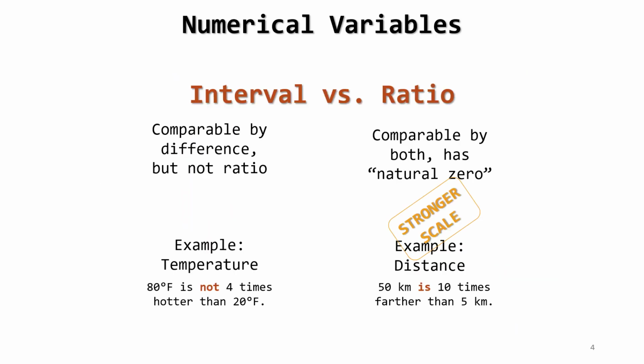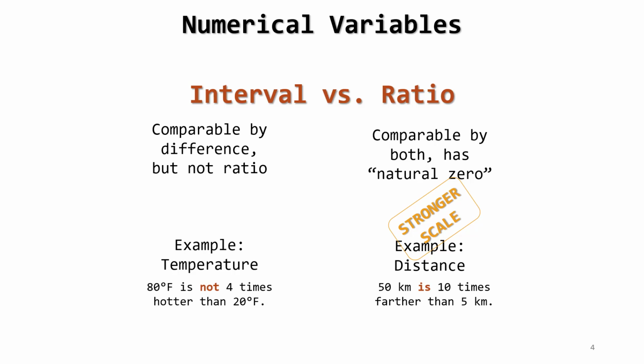An important distinction about numerical variables that is important to consider is whether the units of those variables are an interval measure or a ratio measure. An interval measure makes it so that values can only be compared by taking the difference between them, but the ratio between them is meaningless. An example of this is temperature on an interval scale, such as degrees Fahrenheit or Celsius.